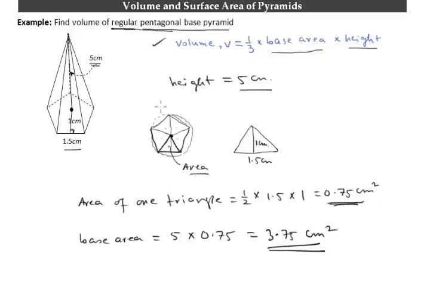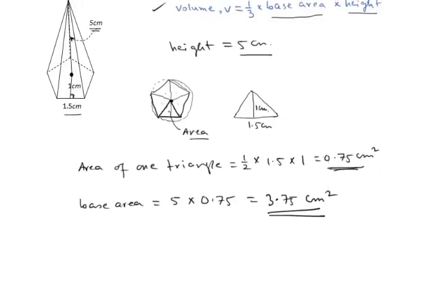So now if we use this volume formula, we will find the volume V of this pyramid is 1/3 of the base area, which is the total pentagon area 3.75, and the height of the pyramid is 5 centimeter. So now if we calculate it, we will get the volume as 6.25. All dimensions are in centimeter, so the volume will be centimeter cube.